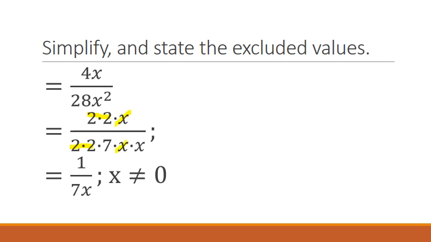What do we have left? We are left with 1, simply 1 here, and then the 7. So we have 1 over 7x, and x should not be equal to 0.